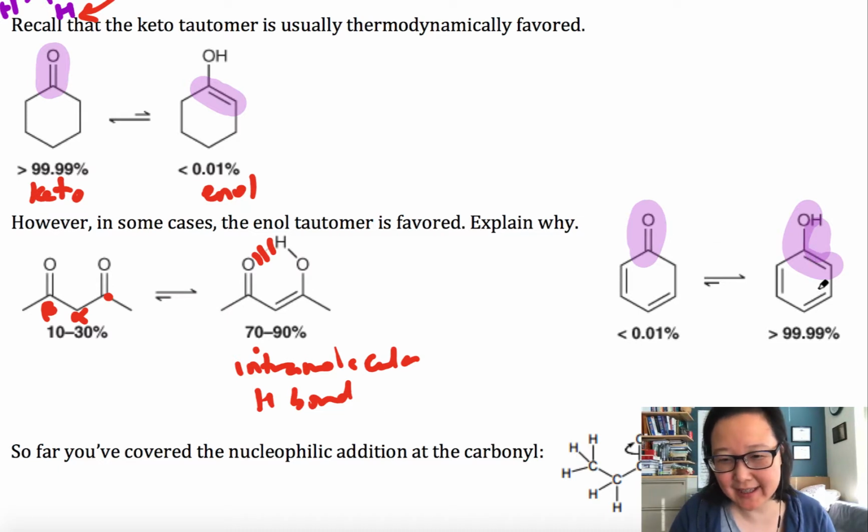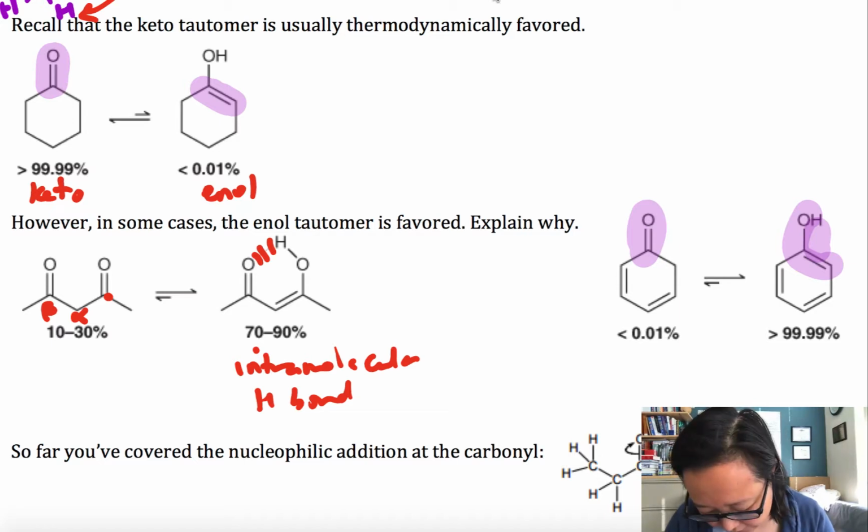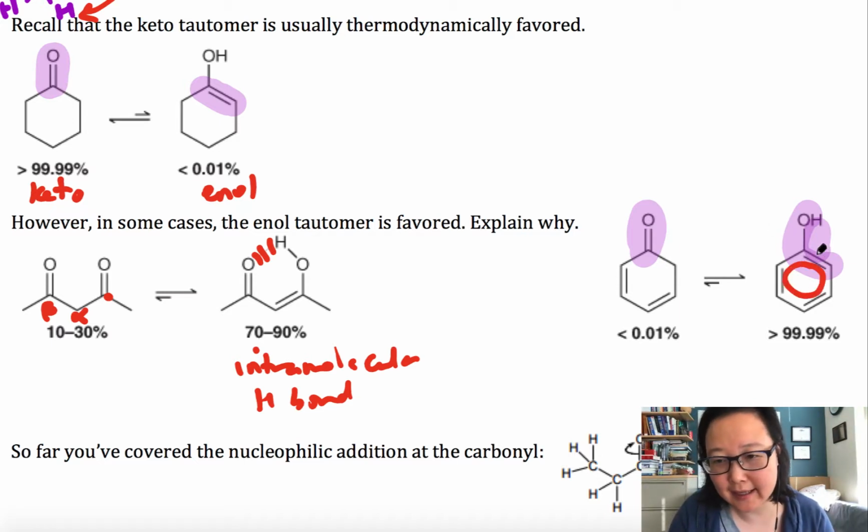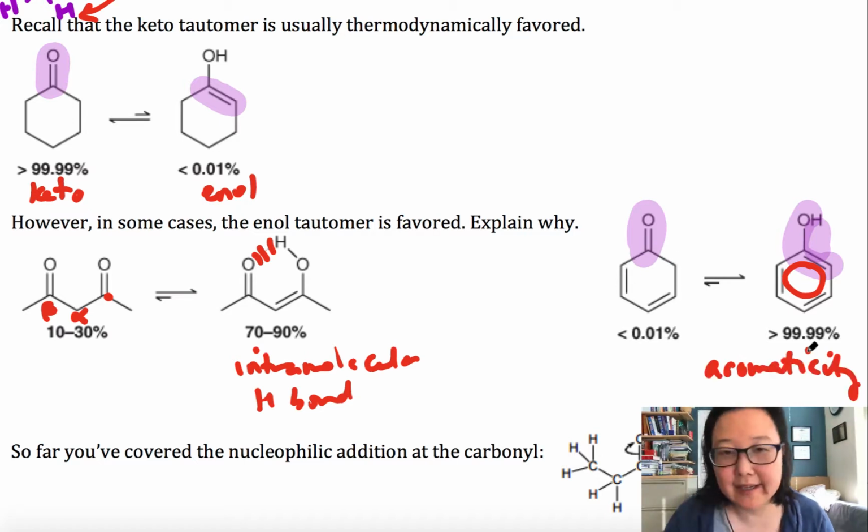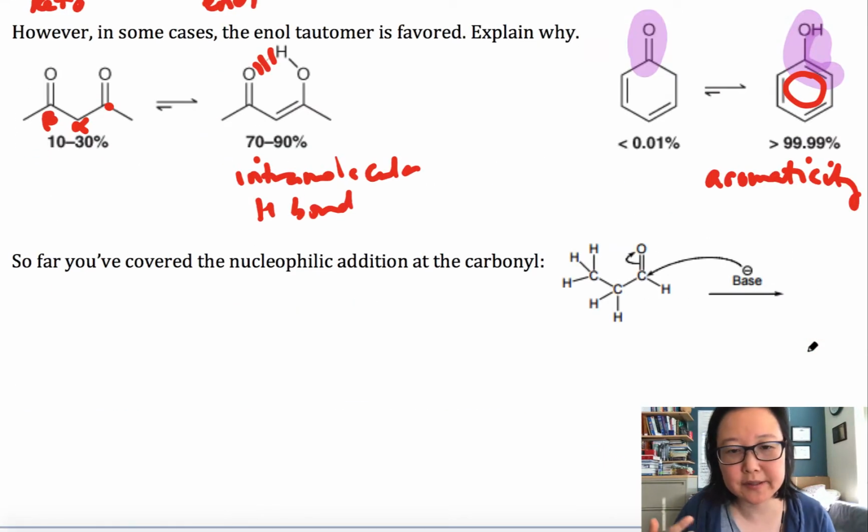If we take a look at this, why is that so much more stable in the enol form? I think you guys can see there's aromaticity here. When it's in the enol form, we have the pi bond and then we have aromaticity. Here we don't have aromaticity because this part is not conjugated with this system here. So it favors enol in that case. So you always have to think about the previous concepts we've learned before.